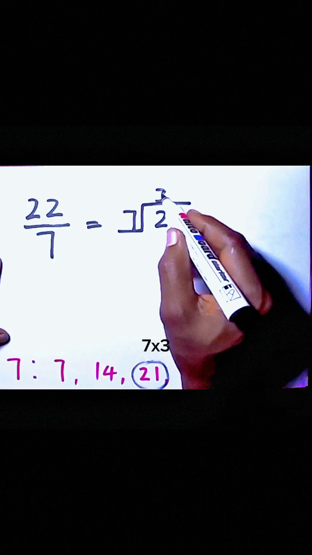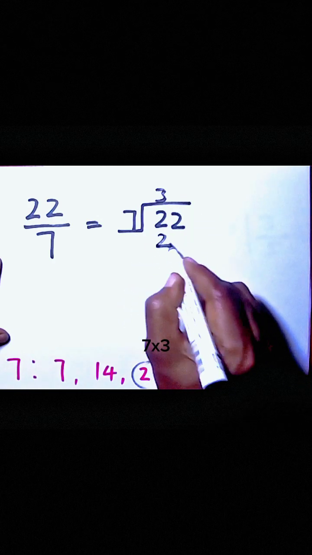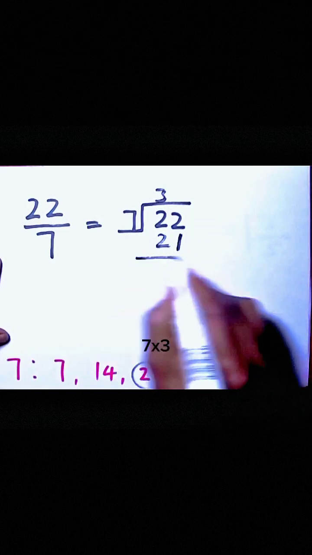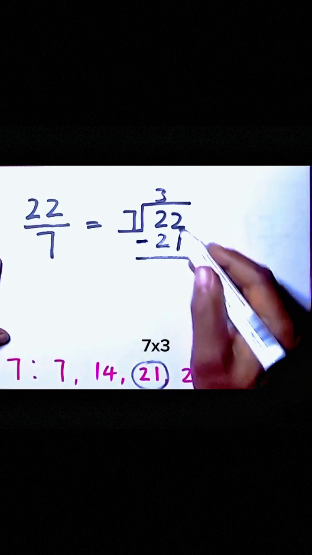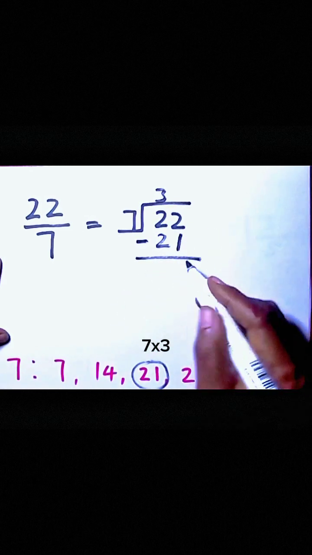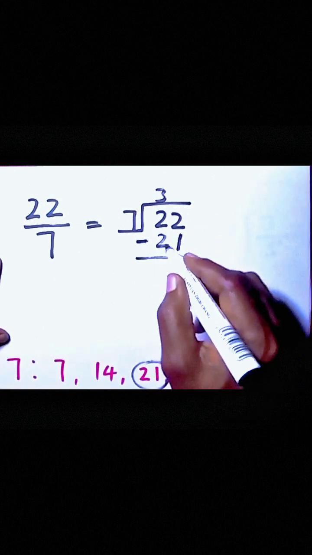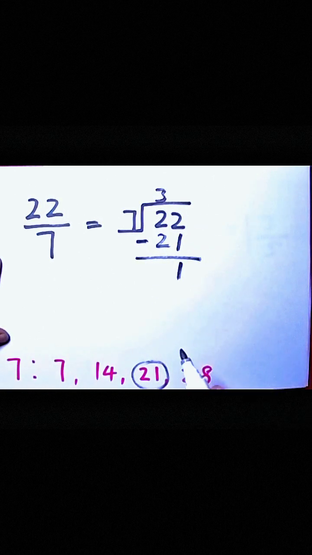And then when you multiply this 3 by 7, you get 21. So what do we do? We subtract 22 minus 21. 2 minus 1 is 1, 2 minus 2 is 0. So 1 is the remainder.